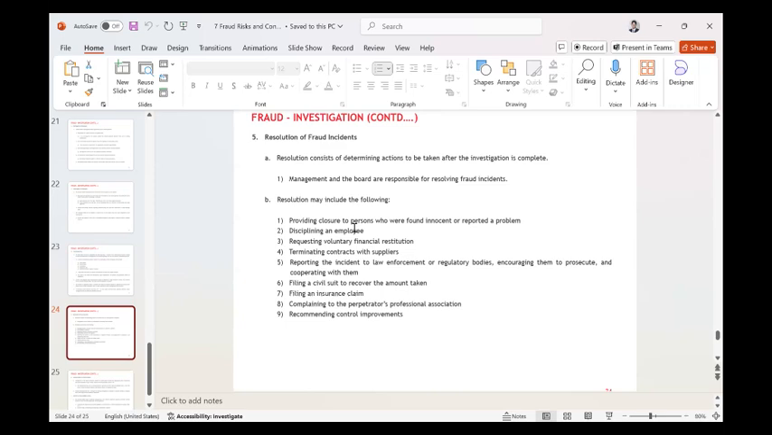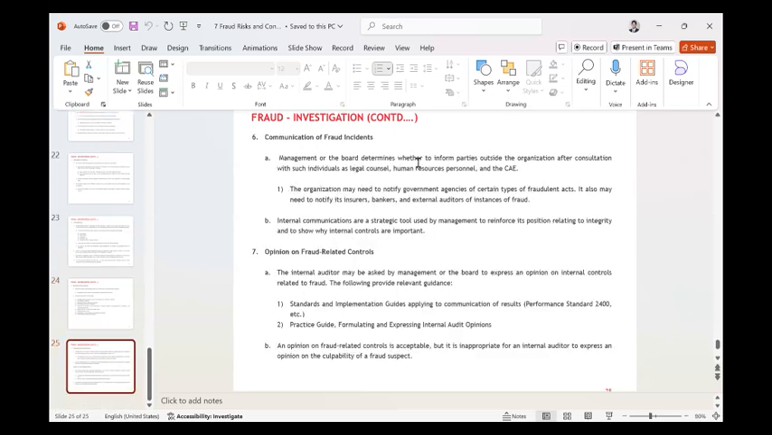Filing a civil suit to recover the amount taken. That's civil action. Sometimes you may have to file criminal action. Insurance claim. Sometimes to file an insurance claim, you need to know what the damage is. That has to be done. So you have to keep the insurance providers informed while you're doing the audit. Complaining to the perpetrator's professional association. If you're a chartered accountant, you might be able to complain there. Ethics case. Recommending control improvements. Yes. Prevent recurrence of the fraud.